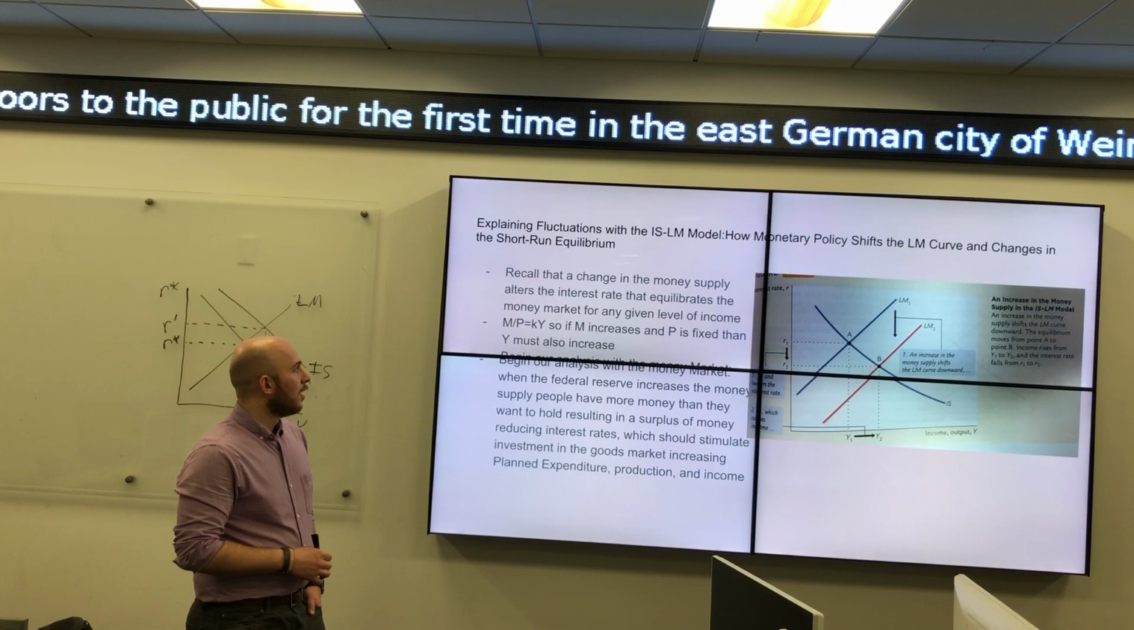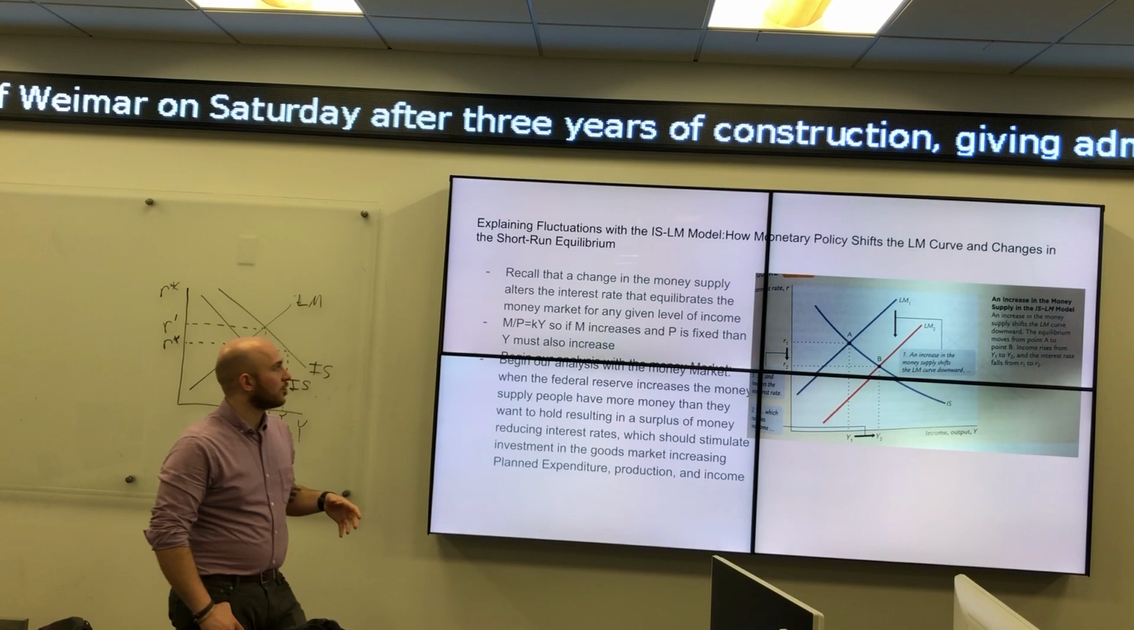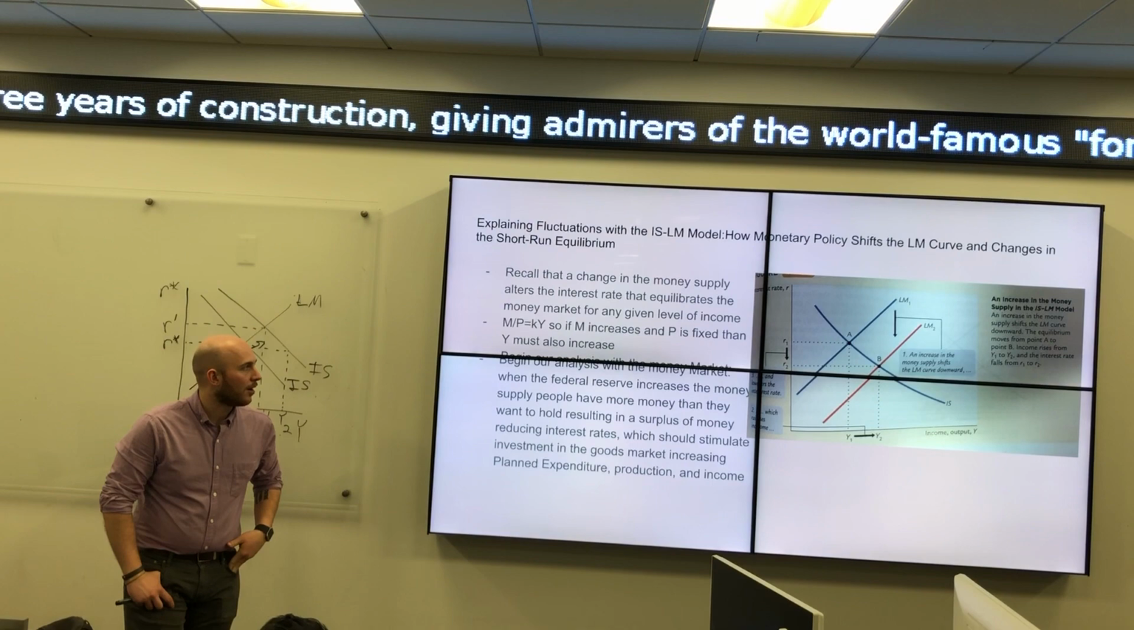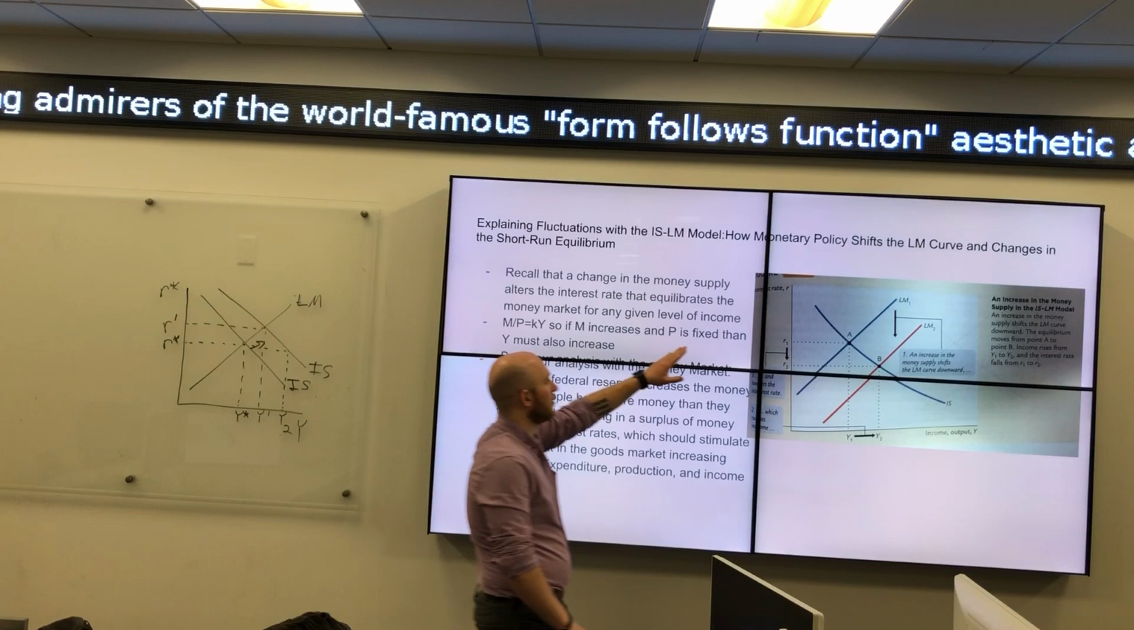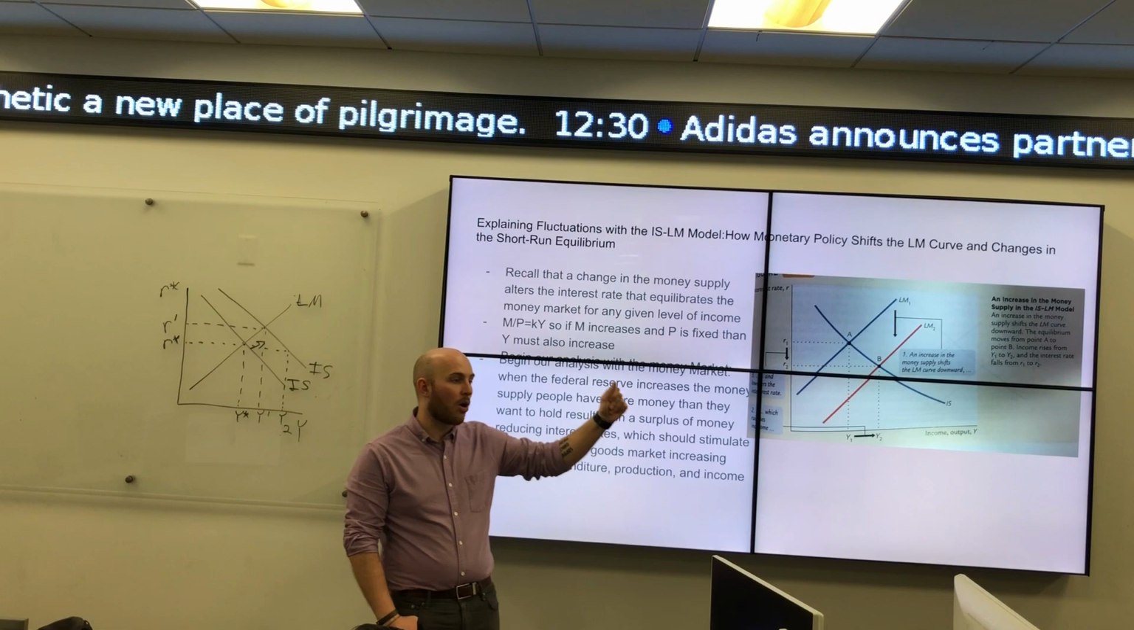All right, going back to this, we're talking about monetary policy shifts. Recall that a change in the money supply alters the interest rate that equilibrates the money market for any given level of income. So we're going to see a change in our LM curve. If we see an increase in the money supply, we're going to see a shift to the right. This makes sense because now there is more money in the market, in circulation.